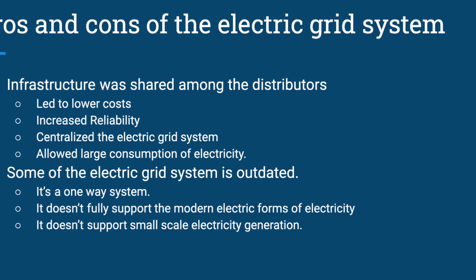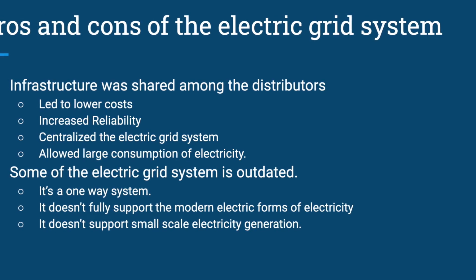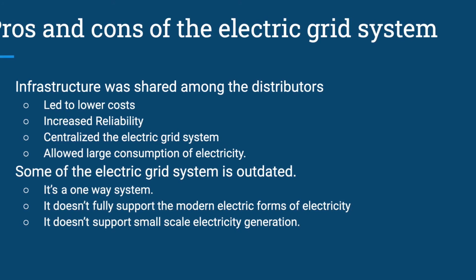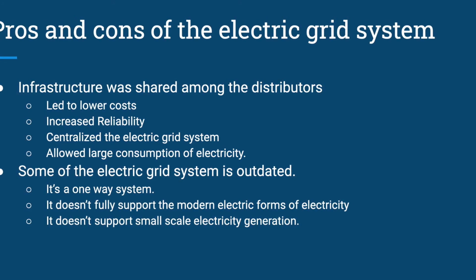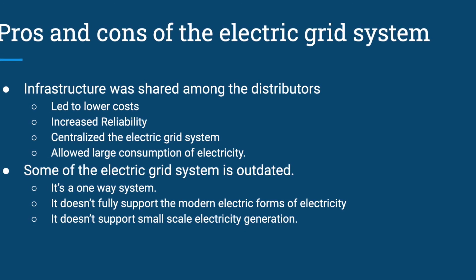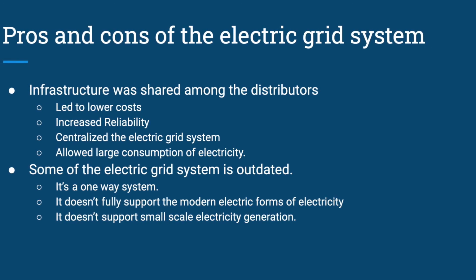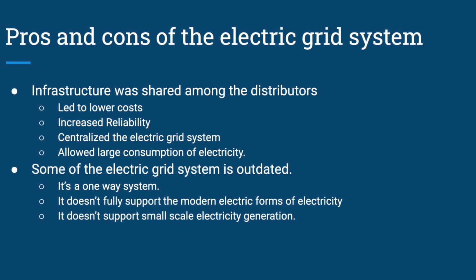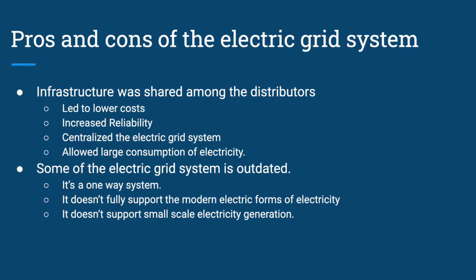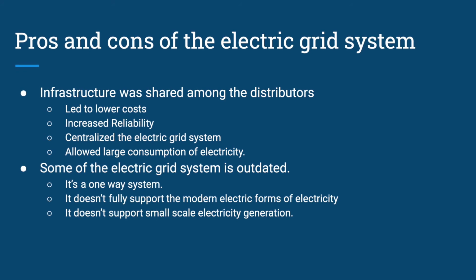Pros and cons of the electric grid system. Due to the creation of our current electric grid system, infrastructure was shared among the distributors, which led to lower cost, increased reliability, and a centralized electric grid system. But the con is that some of the electric grid system is outdated. It's a one-way system, and it doesn't fully support the modern forms of electricity. It doesn't allow the use of small-scale electric generation.